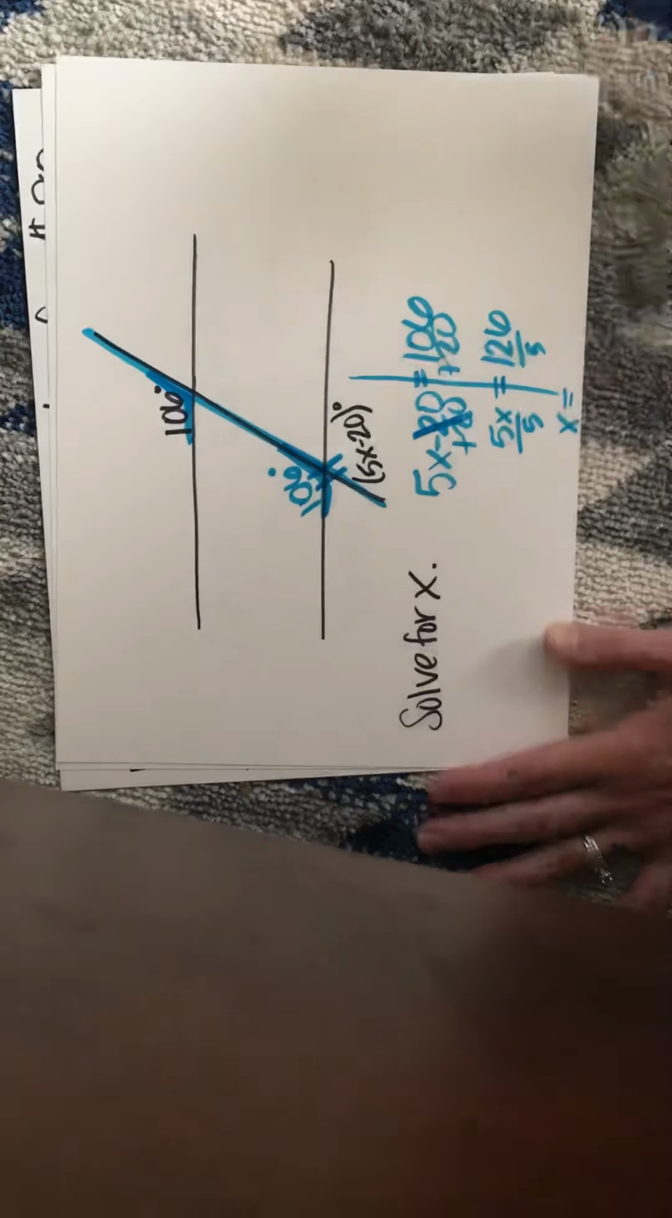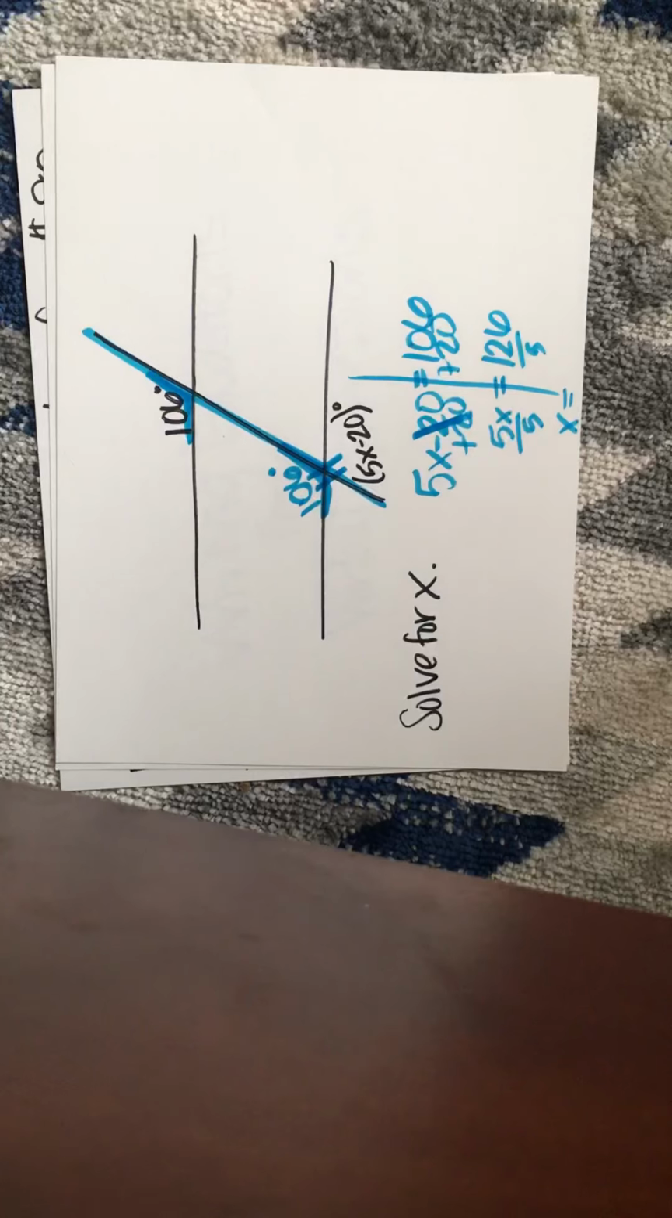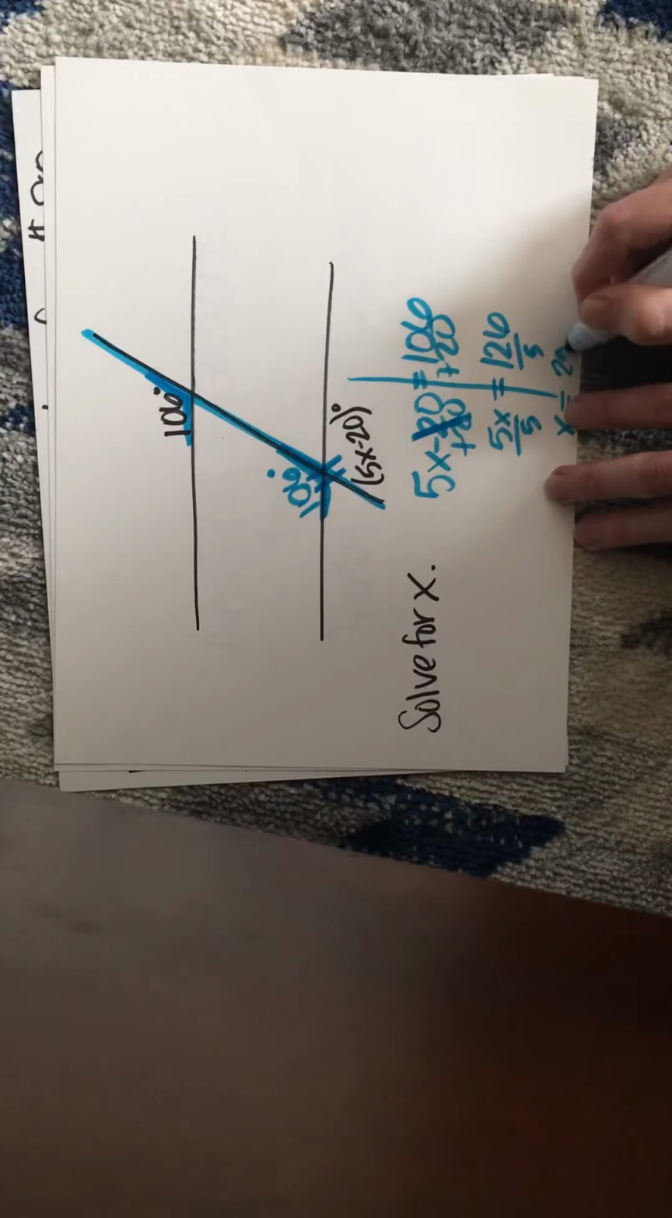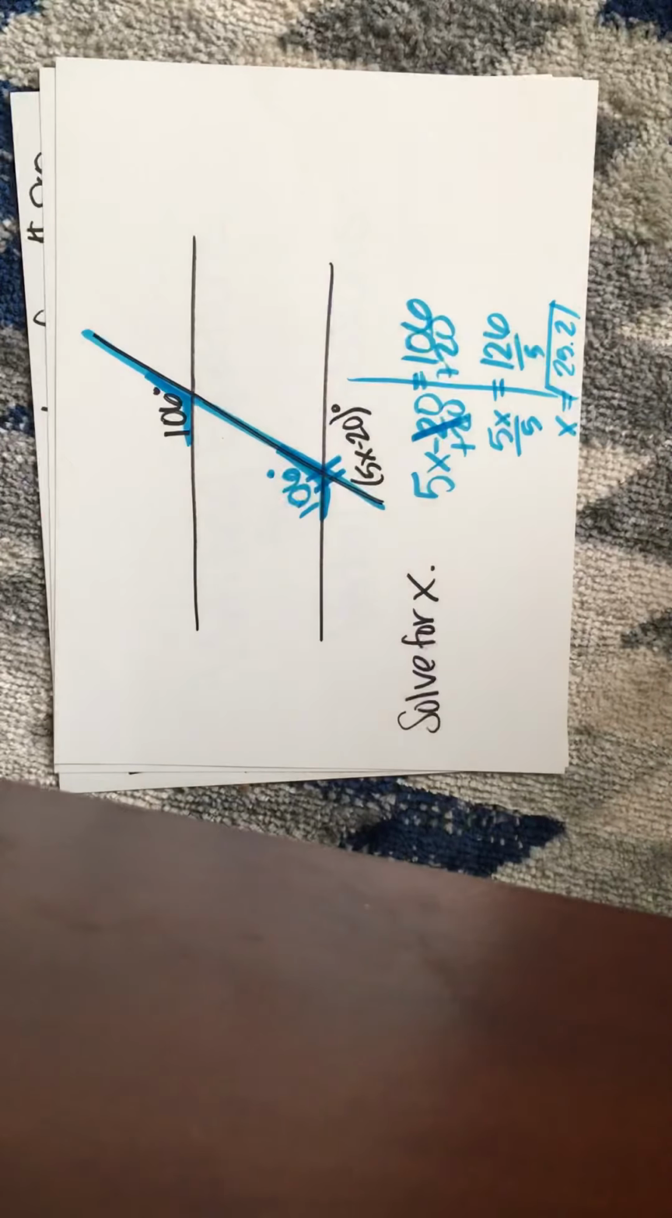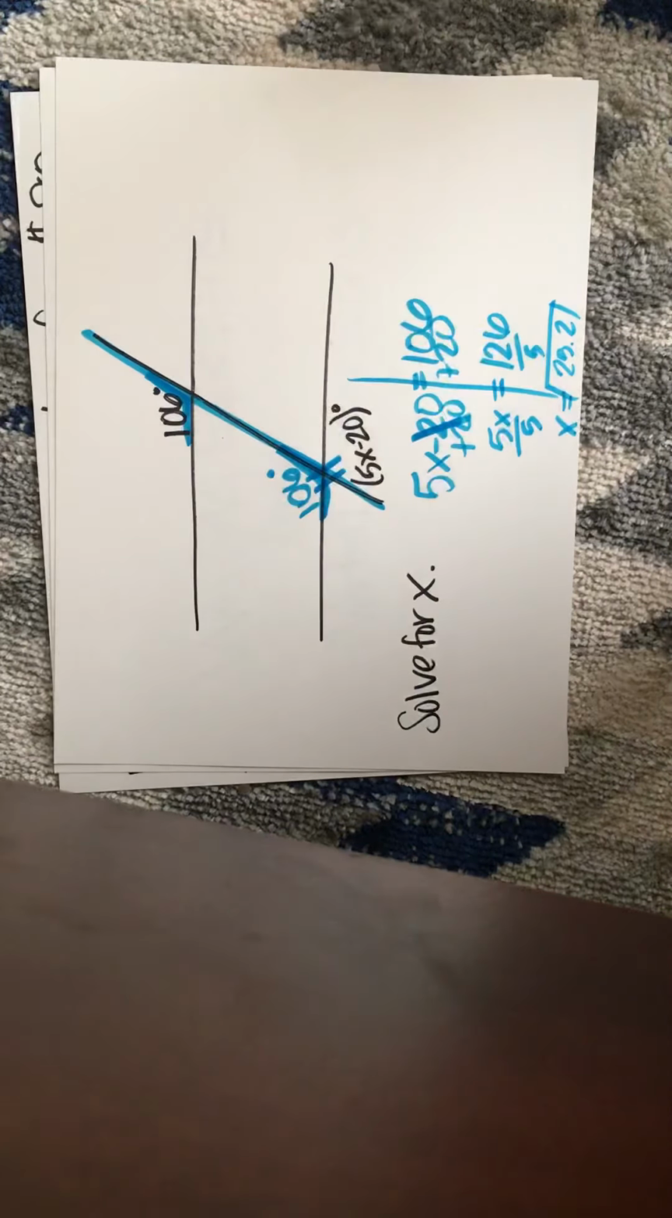Now I'm going to try my best to do this. 125 divided by 5 is 25, so we're going to say 25.2. I think I'm correct, but I might not be. Go ahead and use your calculator and see if I was correct. But that is how you solve for x.